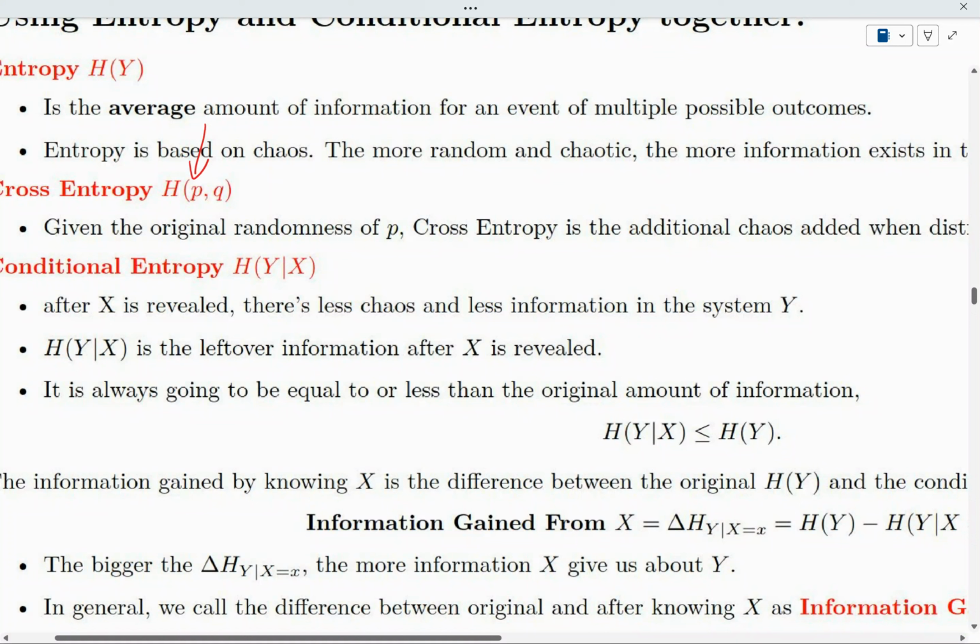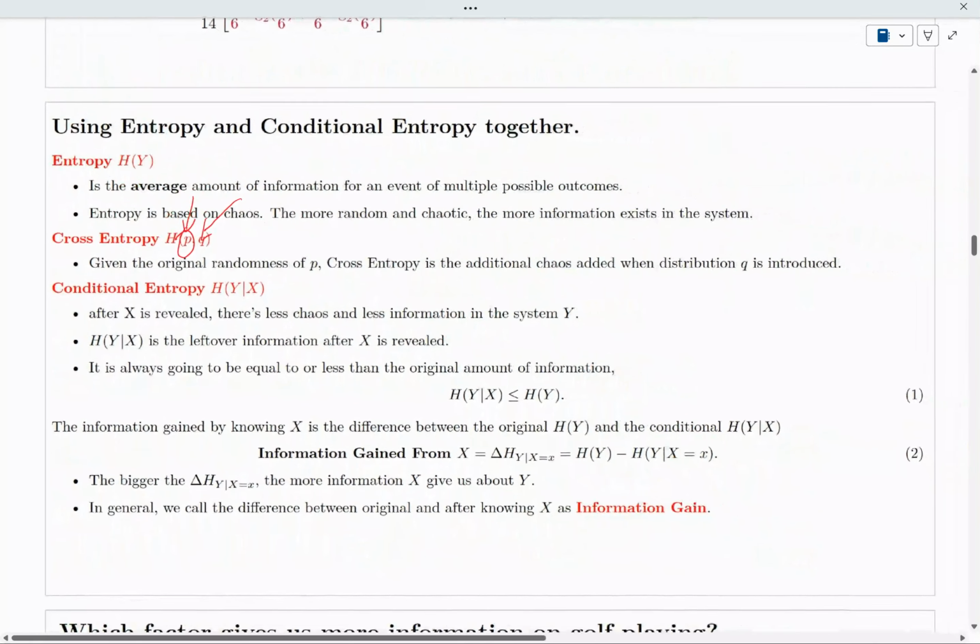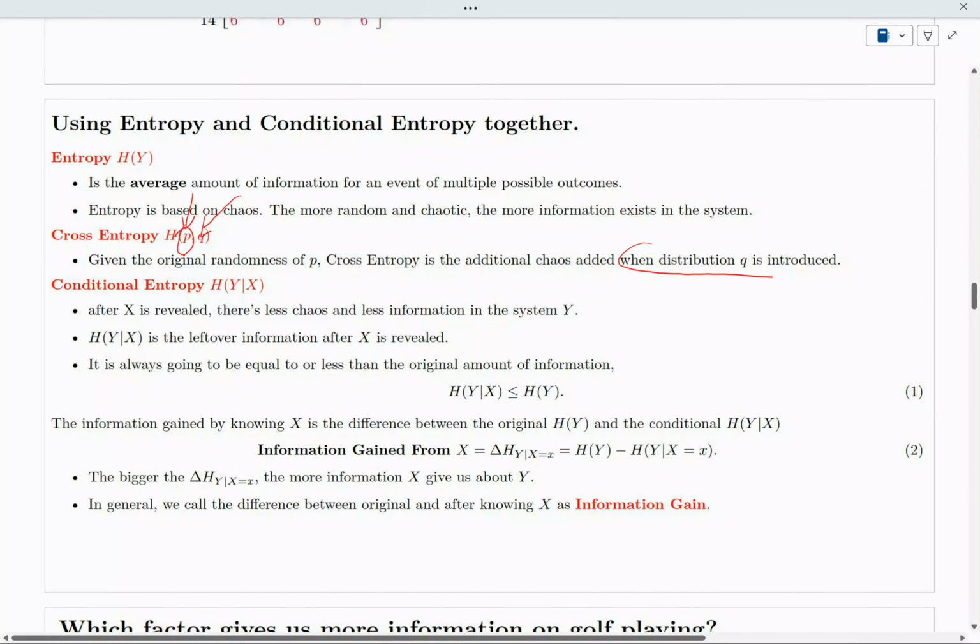So we have this distribution P, right? So there's some kind of chaos involved. If we introduce yet more chaos, Q, then cross entropy is the additional chaos after the distribution Q is introduced. Therefore, you can see you start with some amount of chaos, and the cross entropy is going to give you even more chaos because you've introduced a new variable, right? Whenever there's a new variable involved, you are essentially increasing the total chaos in the system.